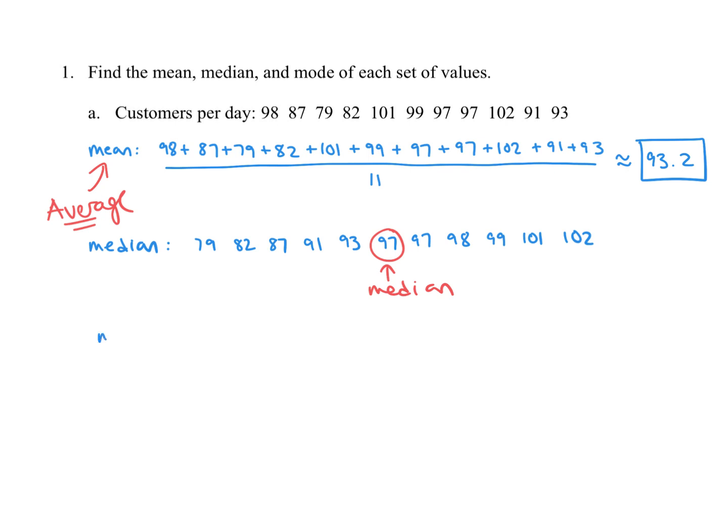And next, the mode is the number that shows up the most. And the mode of this data set is going to be 97 because it shows up twice. There are no other numbers in this list that show up more than once. So there's one mode and it's 97.